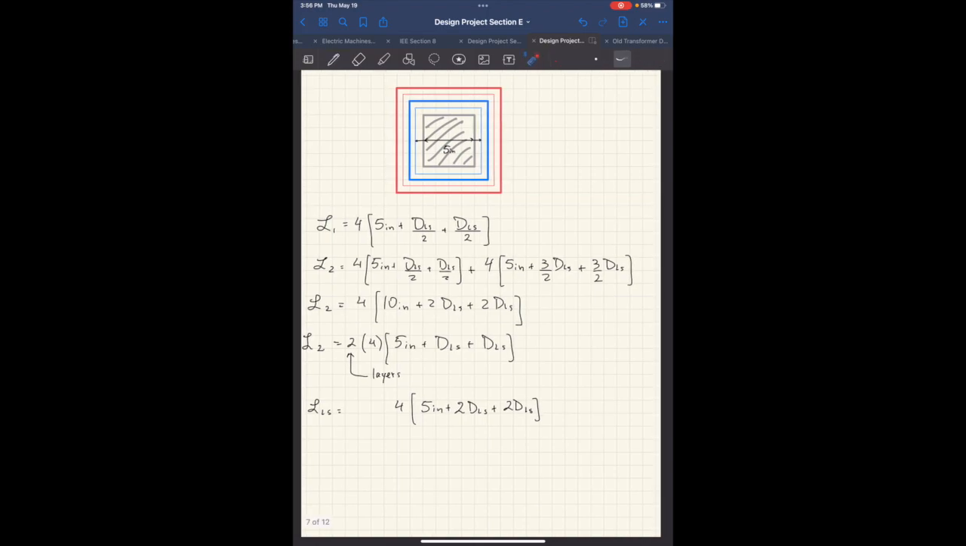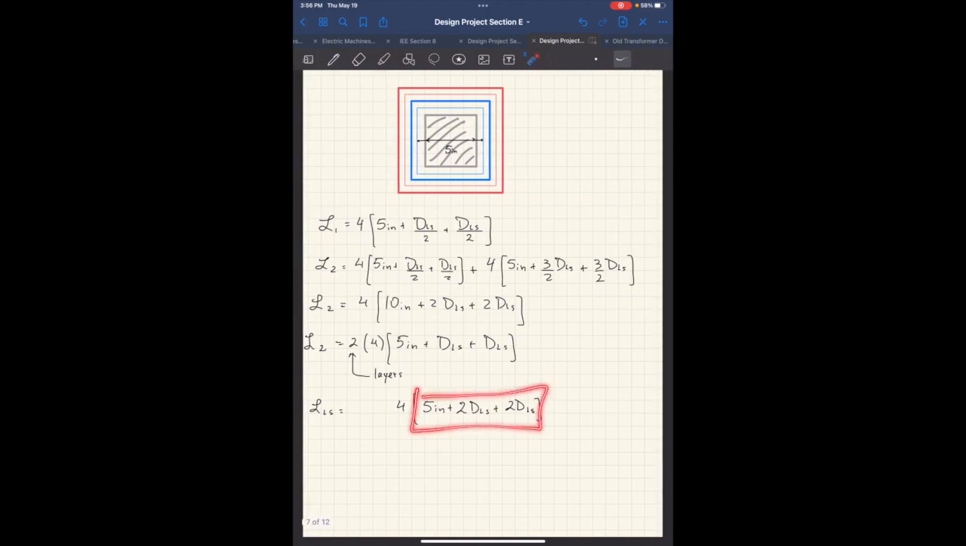That's going to be this distance over here, right? This is the midpoint, okay? We multiply by 4 because we have 4 sides. And we have how many layers? 4, so we're going to multiply by 4. Okay? Now, let's do it like this.